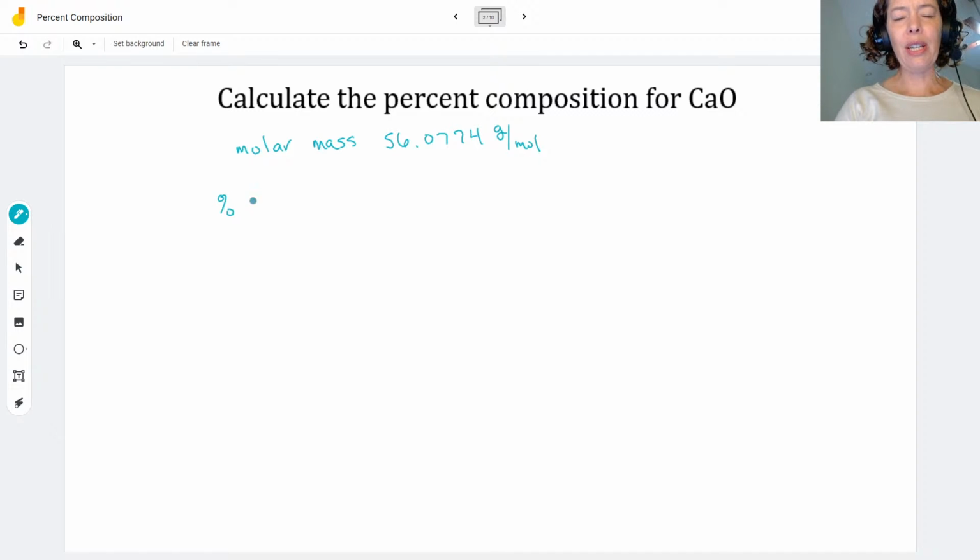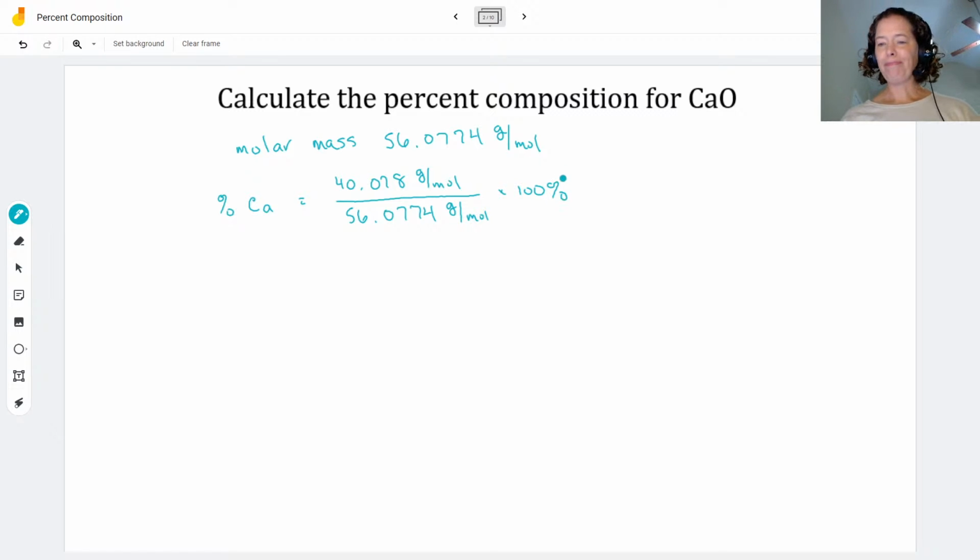So let's actually calculate what these percentages are. Let's start with the percent calcium because I just tend to move left to right. For this, we're going to take the molar mass of the element calcium, 40.078 grams per mole, divide that by the total molar mass of the compound, and because this is a percent, multiply by 100%. Pretty simple, right? Once we put these numbers in our calculator, we get 71.470% calcium.